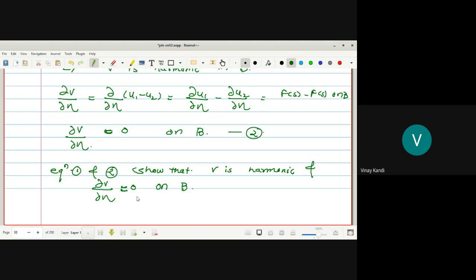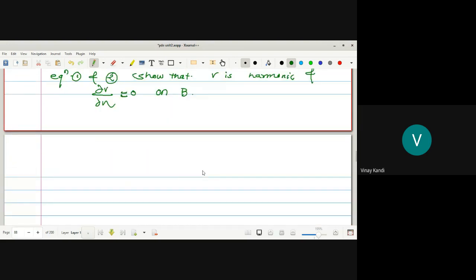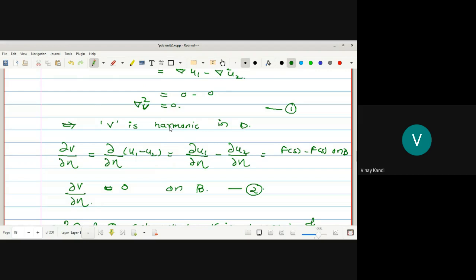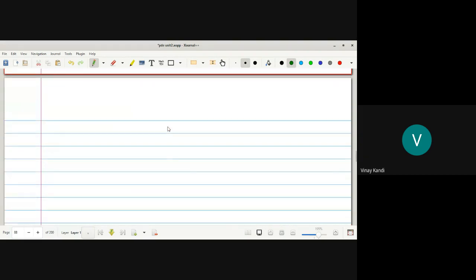Okay, so we have to claim either V is equal to 0 or V is equal to constant. So V is equal to 0 असेल तर काय होईल? u1 is equal to u2. Okay, if V is equal to constant, then u1 and u2 differ from one another by constant. Okay, so claim that. What is the claim? Either V is equal to 0 or V is equal to constant.